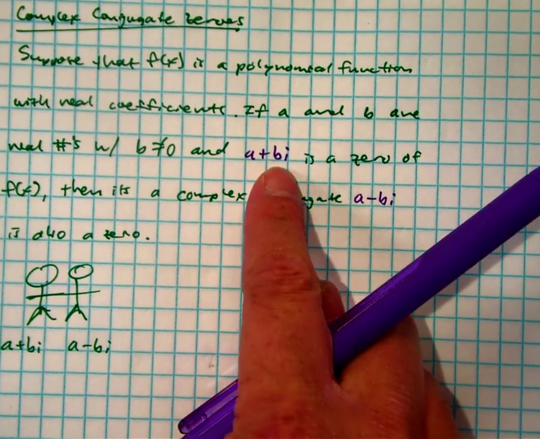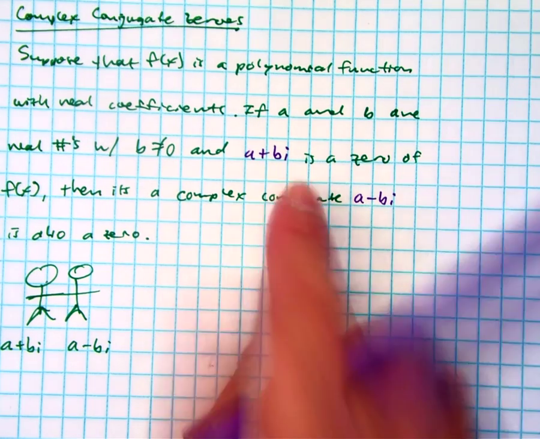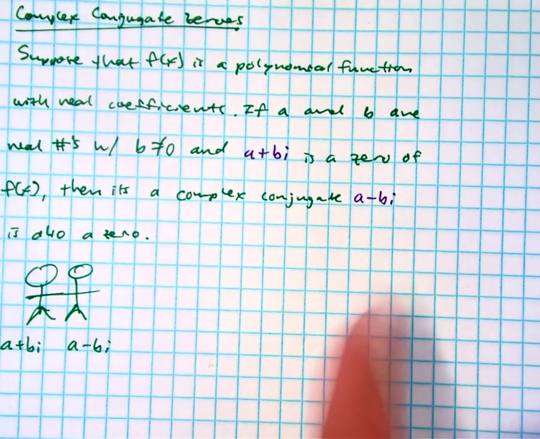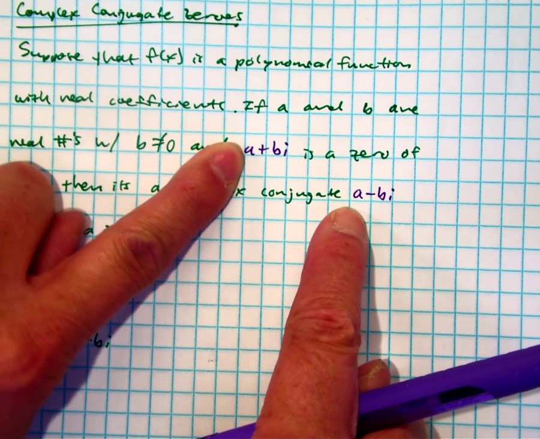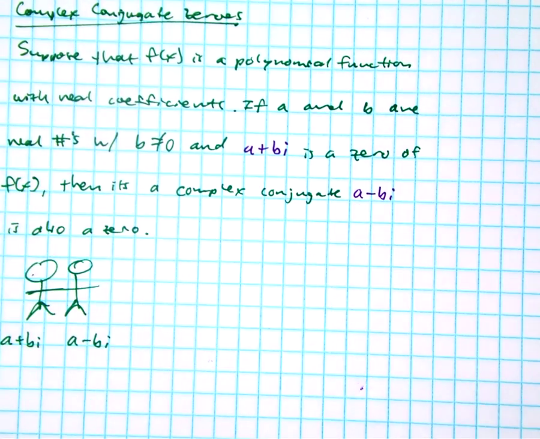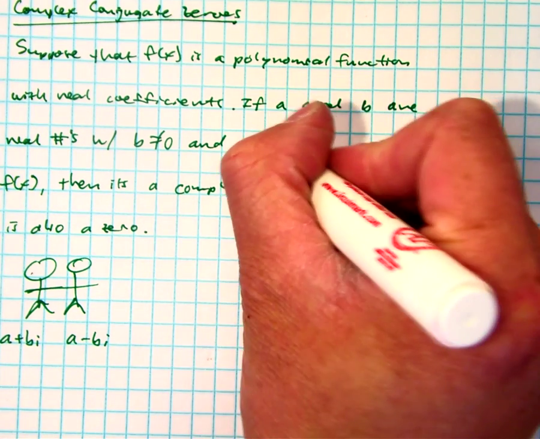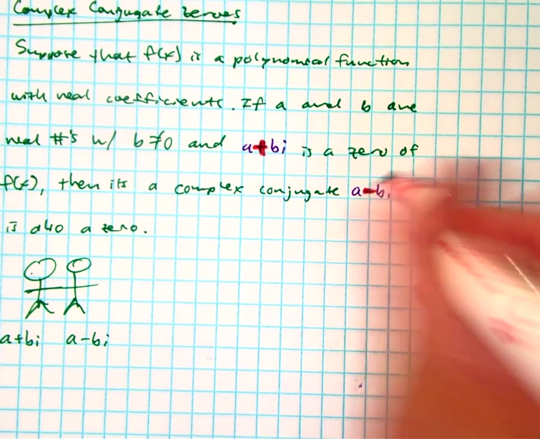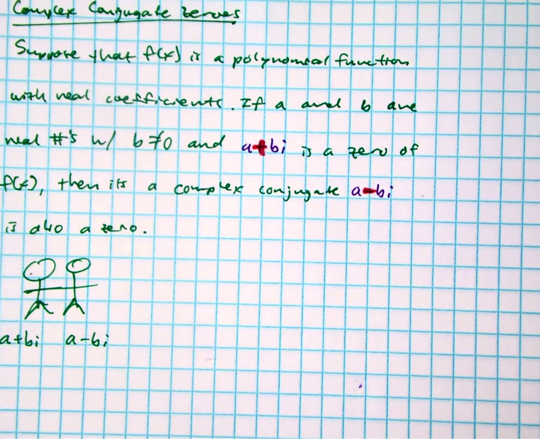So I have a plus bi. And its conjugate, if you notice, the letters are exactly the same. The only difference is what? The math operation. So let me go through an example of what a conjugate is.